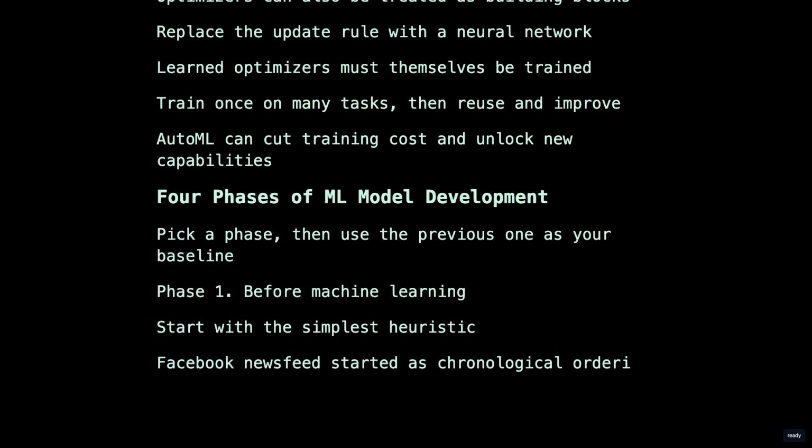Early products often begin with a rule-based version before ranking models exist. Chronological feeds are a good example. Simple, functional, and easy to ship before personalization becomes necessary.